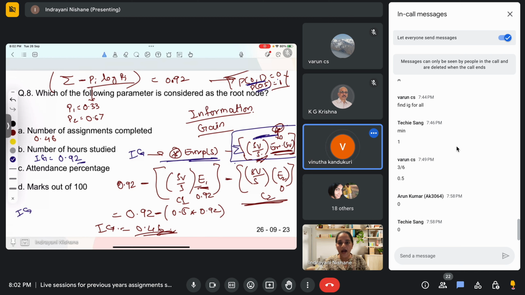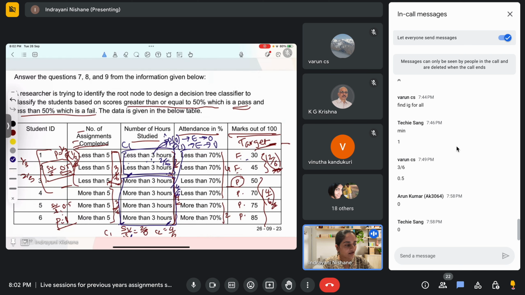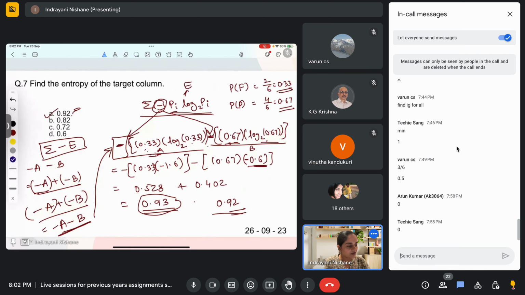Yeah, and marks out of 100 cannot be the root node, because that is our target variable. So this becomes out of question.